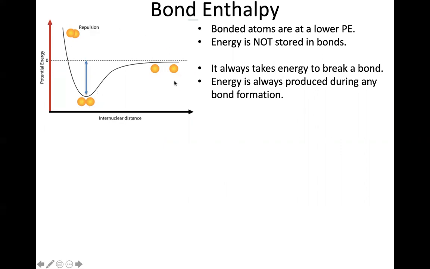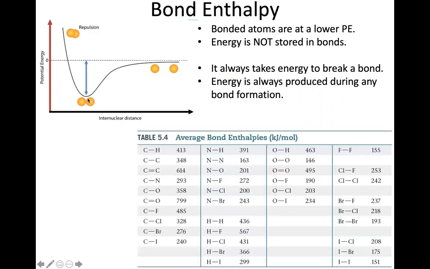This image right here is called a potential energy well. This is really similar to how we started chapter 5. We've got the atoms far apart from each other. As they come together and a bond forms, they move to a lower potential energy.